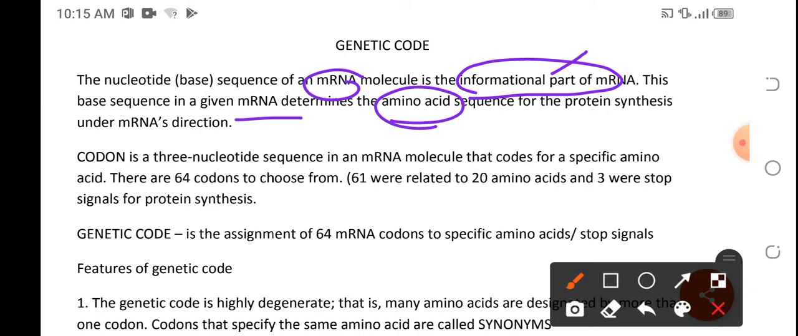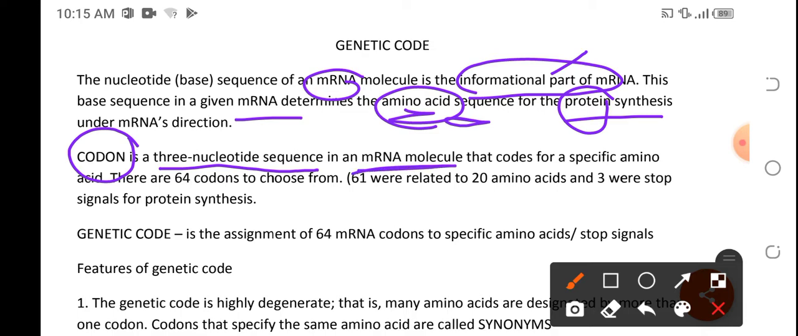So this genetic information actually codes for the amino acids used for protein synthesis, kasi we know that the building blocks for protein are amino acids. Okay, so this three nucleotide sequence is known as codon. The three nucleotide sequence in mRNA, which is the codon, codes for a specific amino acid.